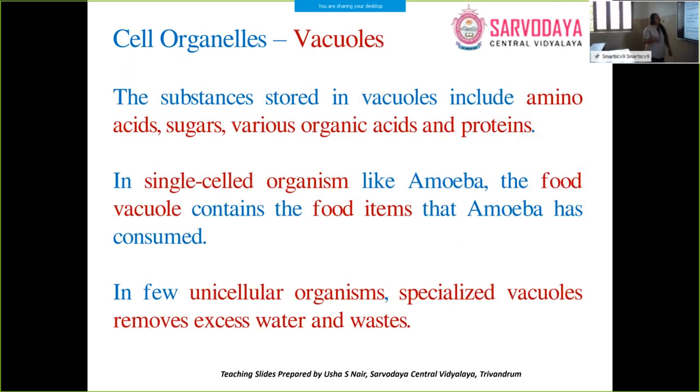Now, the substances stored in vacuoles include, what are the substances stored in vacuoles? Amino acids, sugars, various organic acids and proteins. So what are the main substances stored in vacuoles? Amino acids, sugars, various organic acids and proteins.